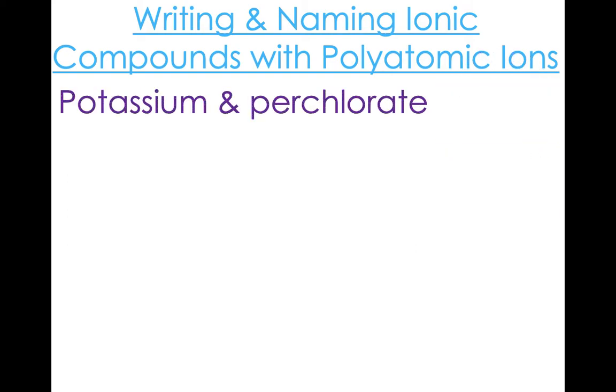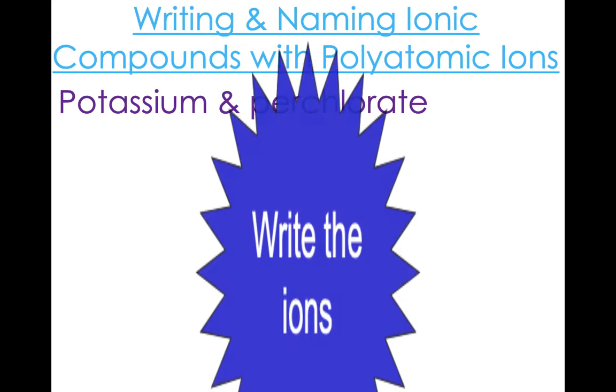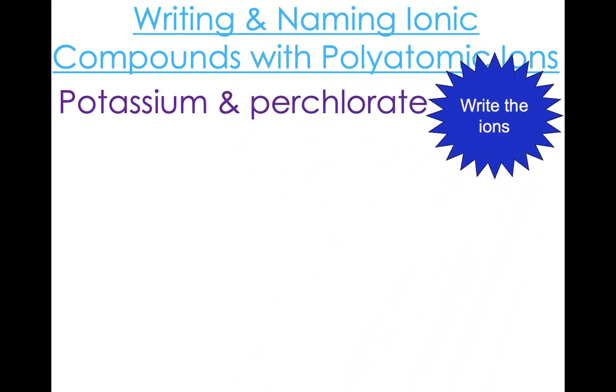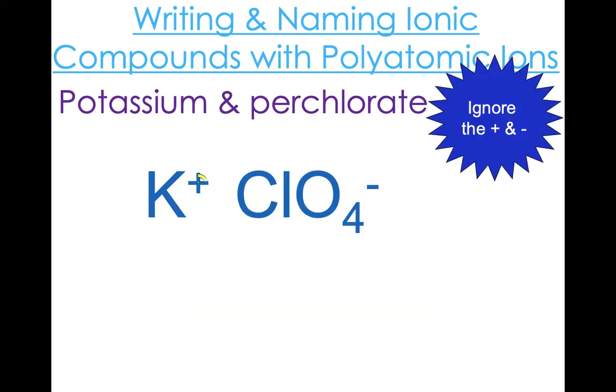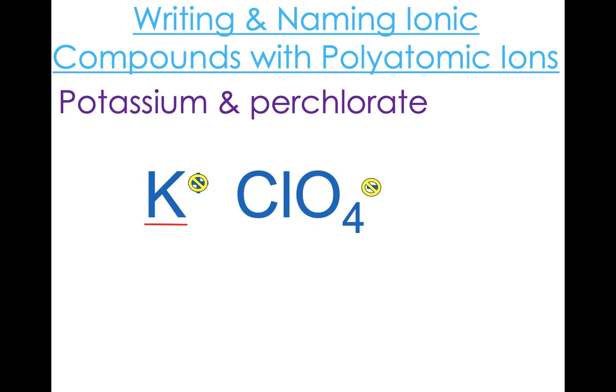Okay, our next example is potassium and perchlorate. We're going to write out those ions. Potassium's group 1, so it is a +1 charge. Perchlorate is in column 1 on the polyatomic ion sheet, towards the bottom of that column. It's a ClO4-. Again, we're not worried about those charges. So we have a +1 and a -1.